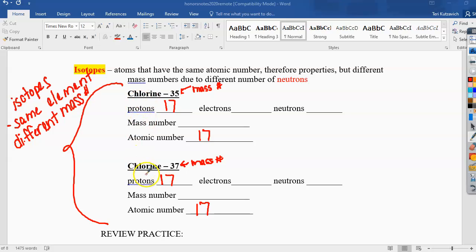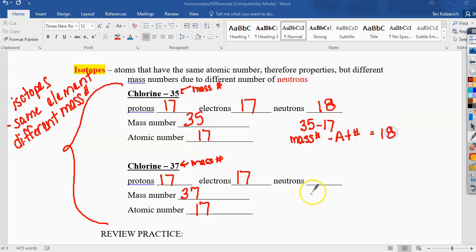These are neutral. I do not see any plus or minus charges. So that means the electrons equal the protons. So we have 17 electrons. The mass number, this isotope is 35, this isotope is 37. 35 minus 17 is 18 neutrons. Because remember, to find the neutrons, it's mass number minus atomic number. This guy right here, the mass number is 37, the atomic number is 17, so you would have 20 neutrons.